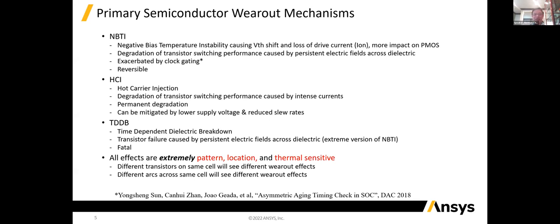Now we had a paper at DAC 2018 talking about clock gating effects that can cause asymmetric aging in different timing paths. That essentially describes that the problem is becoming more serious, including NBTI as well.